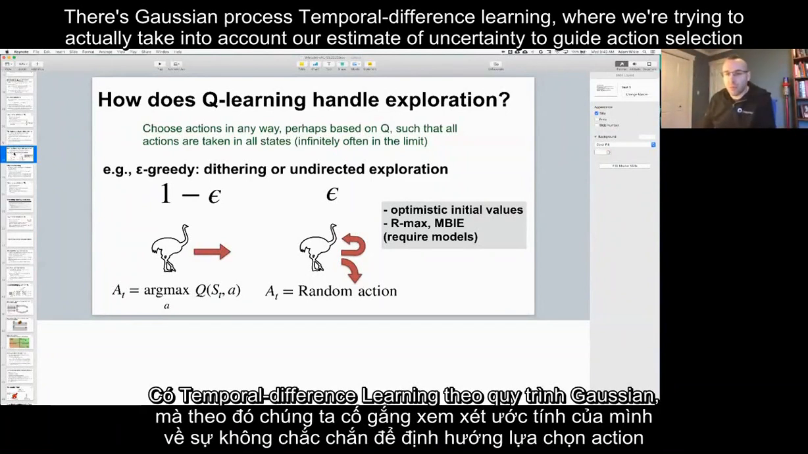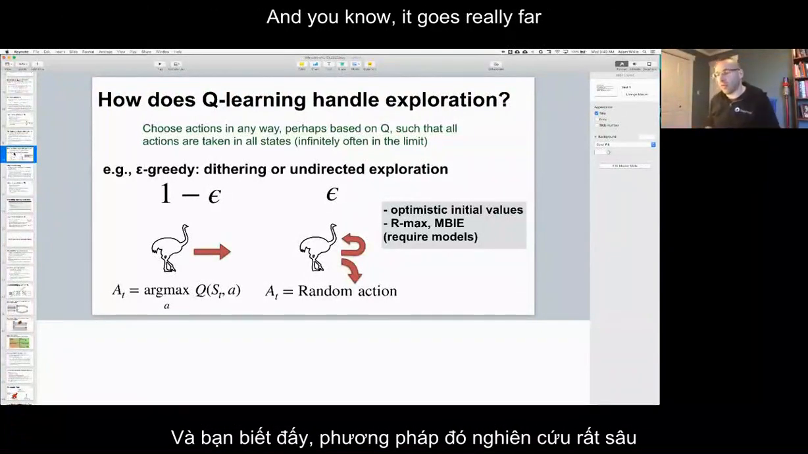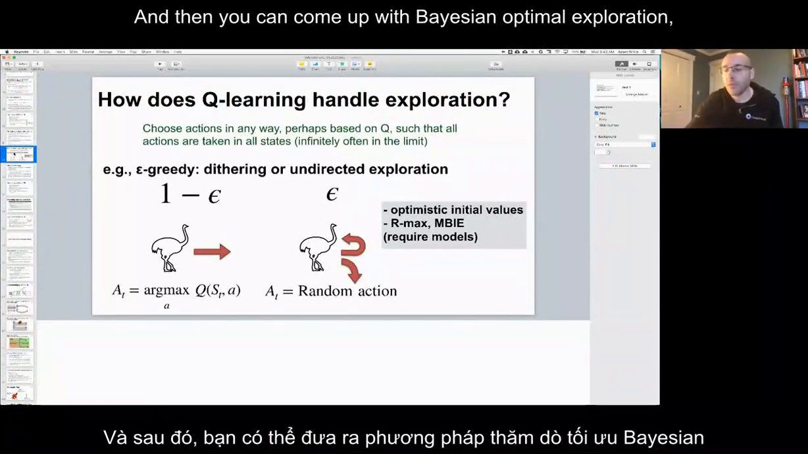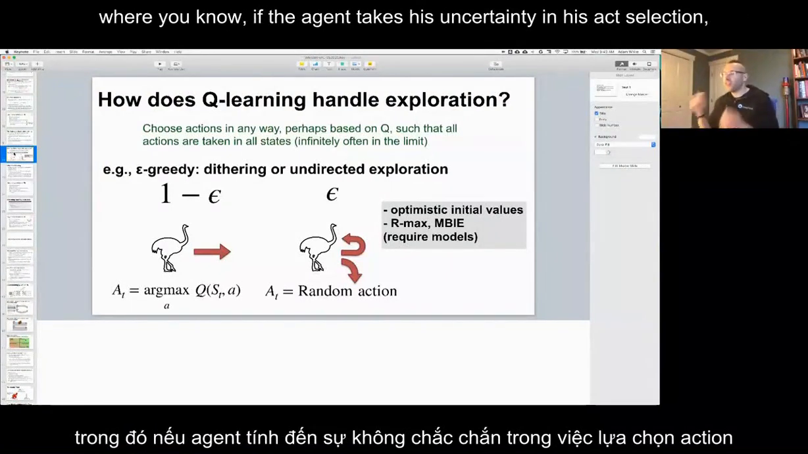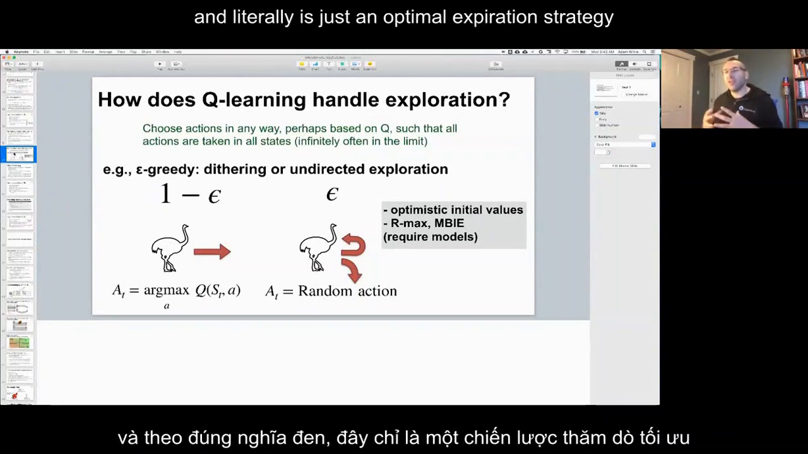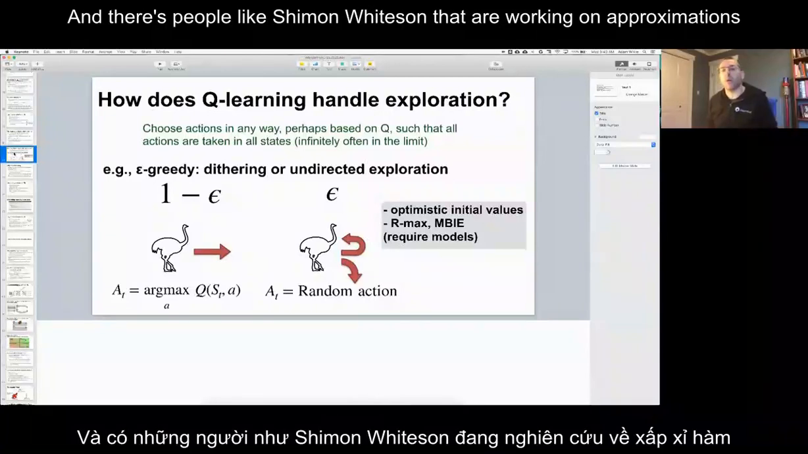There's Gaussian process temporal difference learning, where we're trying to take into account our estimate of uncertainty to guide action selection. And it goes really far, in that you can come up with Bayesian optimal exploration, where if the agent takes its uncertainty into account in its action selection in the right way, it literally is just an optimal exploration strategy. And there are people like Shimon Whiteson that are working on approximations to that.